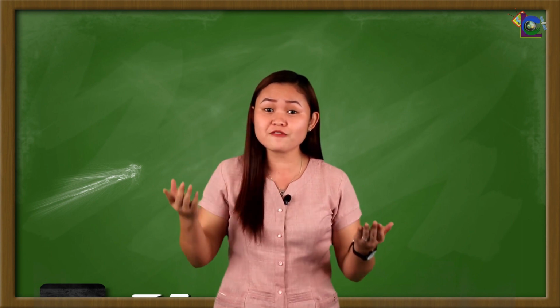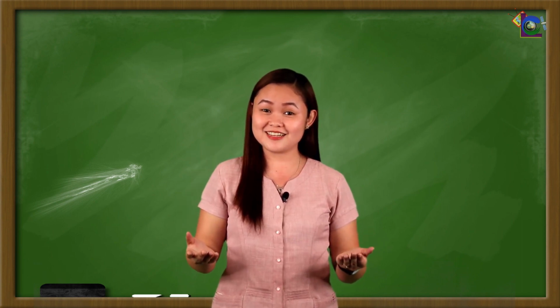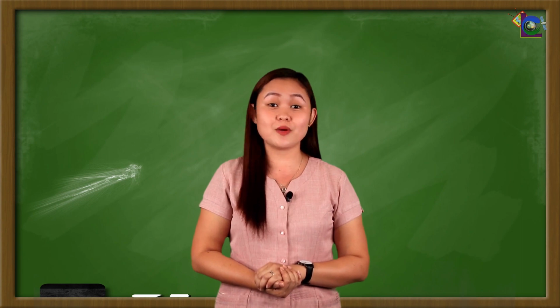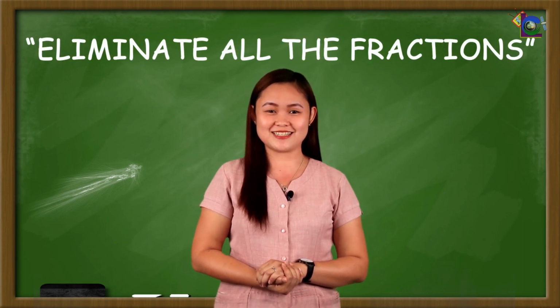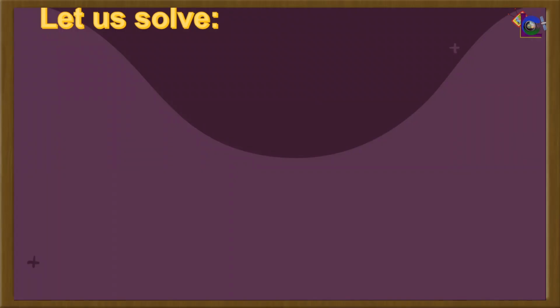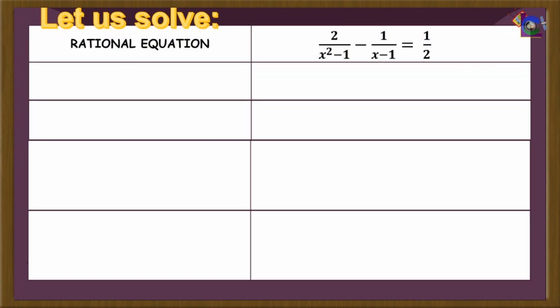What's the first thing that comes into your mind in solving rational equation? Correct. It is to eliminate all the fractions. Now, let us solve. Our equation is 2 over x squared minus 1 minus 1 over x minus 1 equals 1/2.